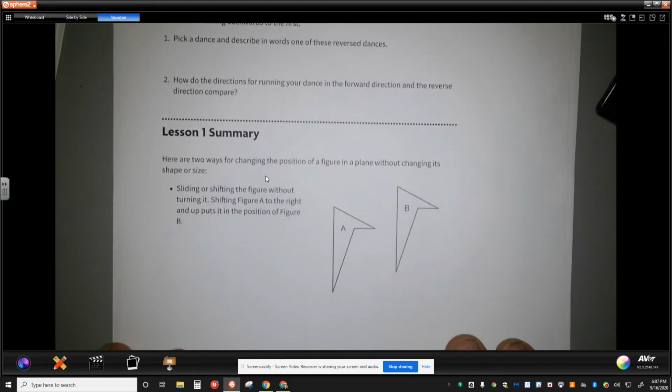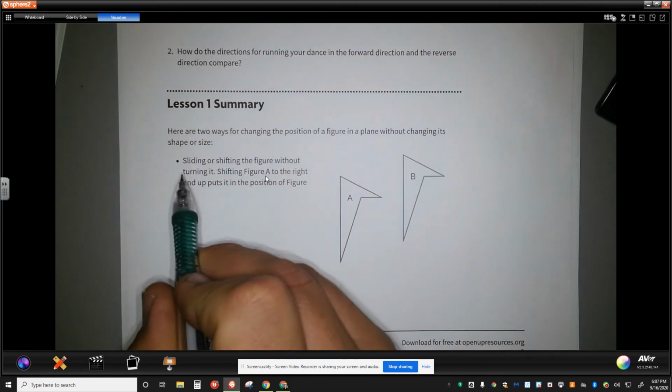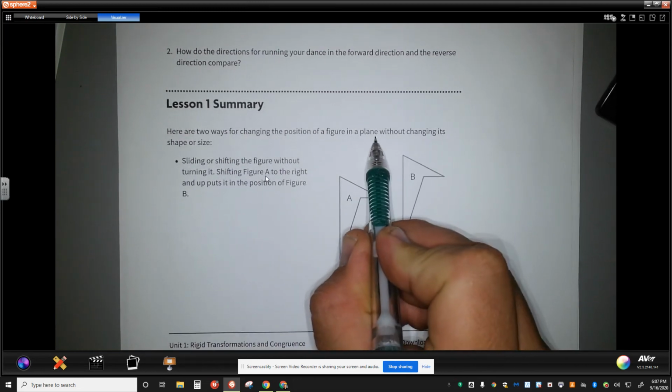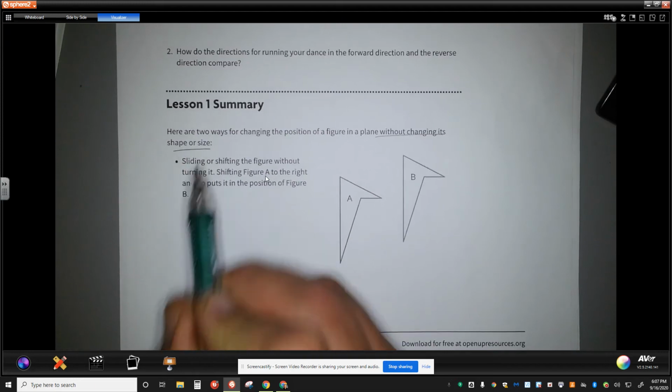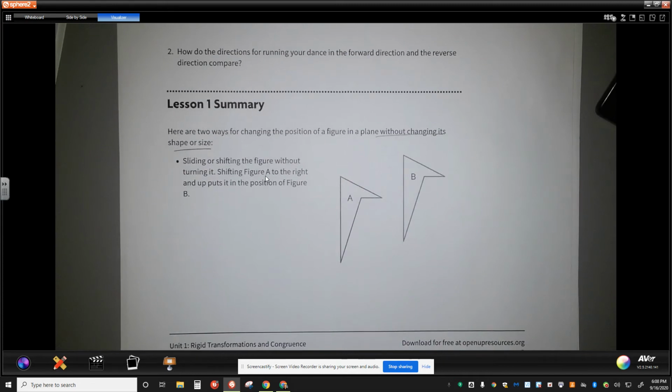When we talk about this coming to the end of this summary, this lesson summary, the main thing that we want to pull out is that there are 2 ways of changing the position of a figure in a plane without changing its shape or size. This is critical in this lesson for what we call rigid motion.